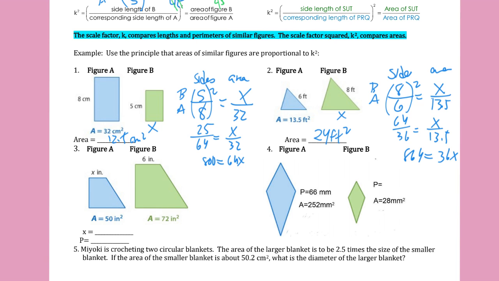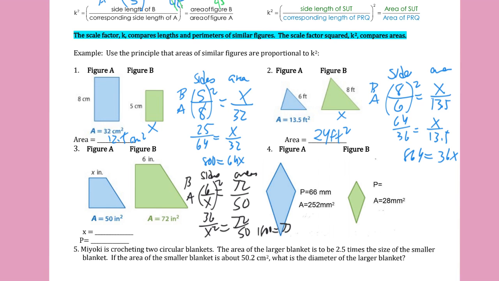The next one has you work a little bit backwards. I'll switch colors a little bit. Let's go with the ratio of the sides. Let's do B over A. That's going to be 6 over x. Set that equal to the ratio of the areas, so it'd be 72 over 50. But this is not true yet. You have to square the sides. So you get 36 over x squared is equal to 72 over 50. Cross multiply, and you get 1800 equals 72x squared.